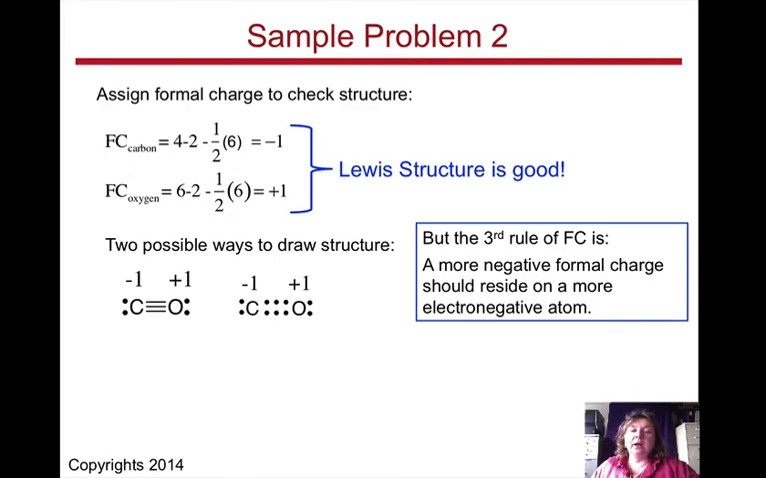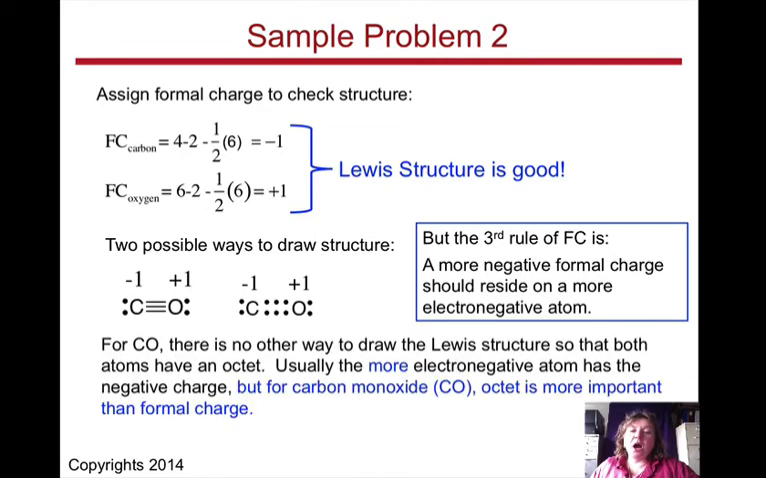So you're like, carbon is not more electronegative than the oxygen. Oxygen is. But in this particular example, if we give the negative formal charge on oxygen, oxygen will have greater than an octet. So for this one, it's more important that each of the atoms have octets, and then we will deal with the formal charge. So for carbon monoxide, octet is more important than formal charge.